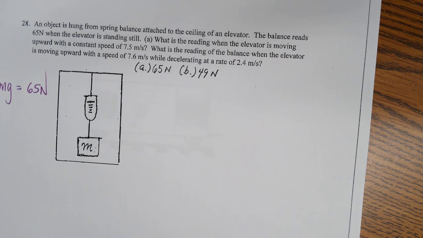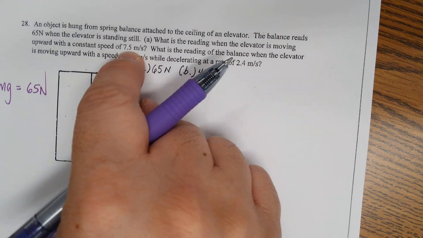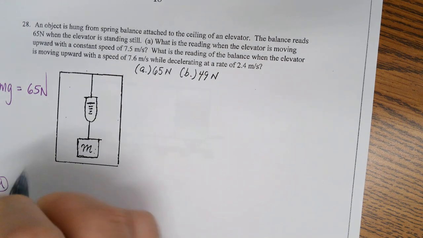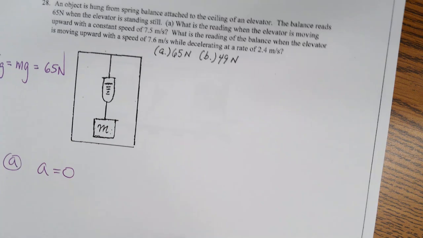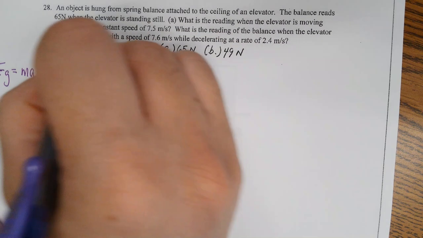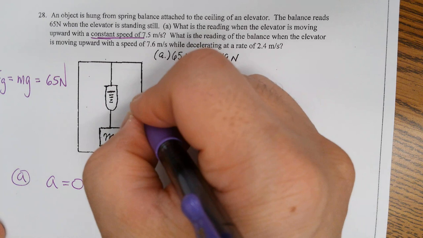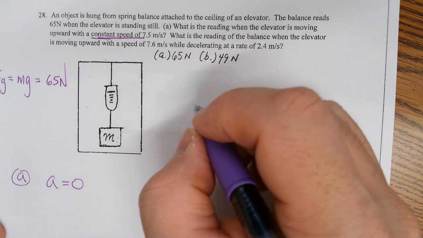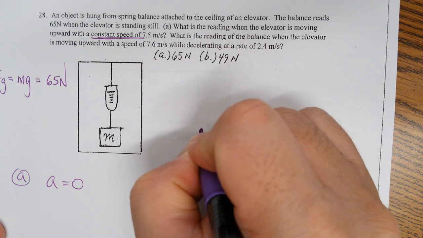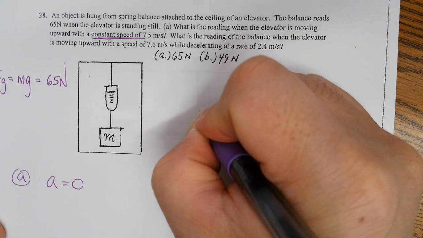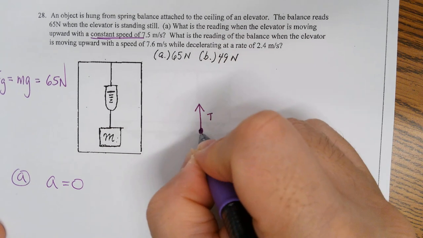A, what is the reading when the elevator is moving upward with constant speed of 7.5 meters per second? Well, for part A, my acceleration is zero because it's moving at a constant speed. Okay, so let's do a free body diagram here. What's the force acting on this mass? We have tension, and we have Fg.